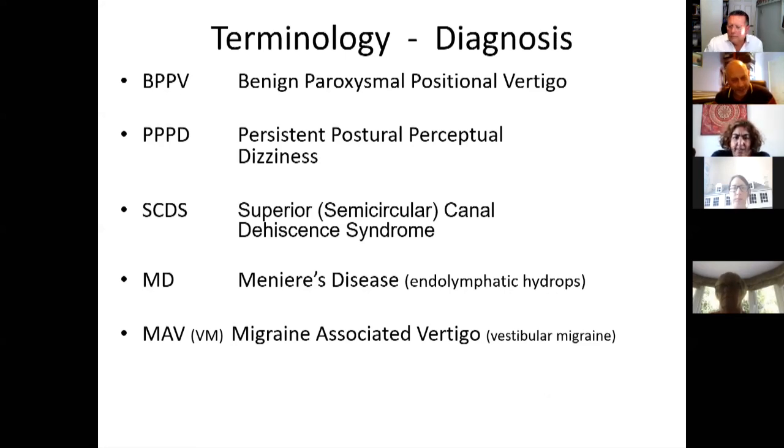Migraine-associated vertigo is sometimes, I put in brackets there, also called vestibular migraine. This is a relatively new diagnosis, but it covers lots of conditions because they overlap. It's a migraine, but it doesn't mean it's classic migraine. It's not necessarily a severe headache that makes you feel really sick.